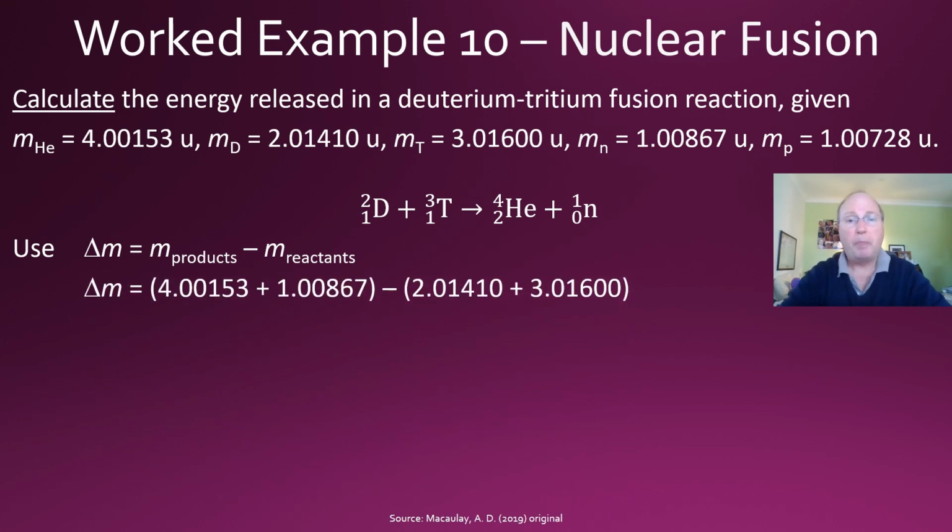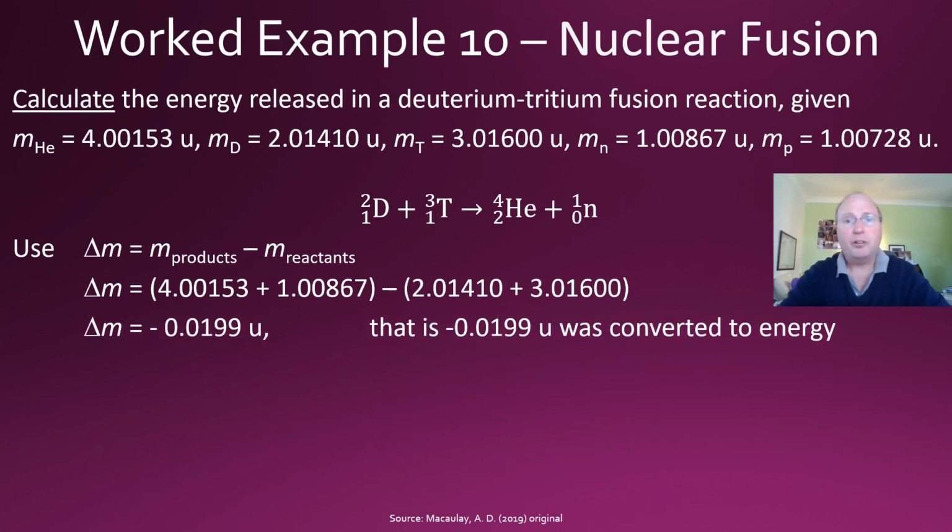So delta M equals, for helium, 4 point whatever plus the neutron 1 point whatever. It's in brackets to show you there the products. And we take away the mass of deuterium and the mass of tritium. Now, if you rounded those to whole numbers, it'll all come out as 0, which is why we use about 5 decimal places. And so the change of mass in this case is negative 0.0199 U. That is, the mass of 0.0199 U is actually all converted into energy. It's a mass defect, which is why it's negative.